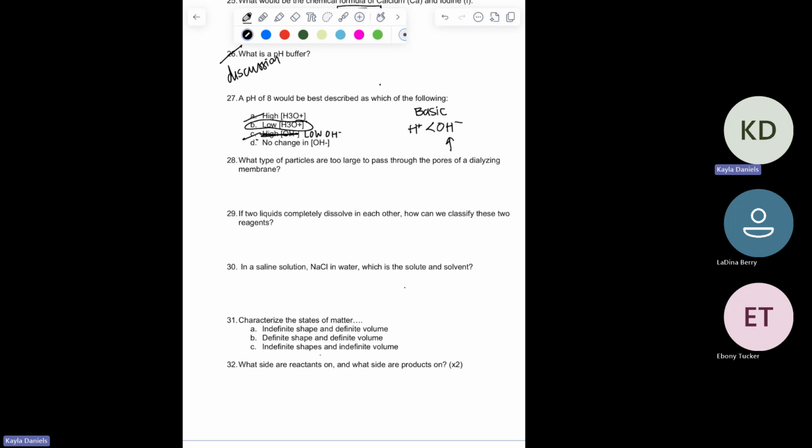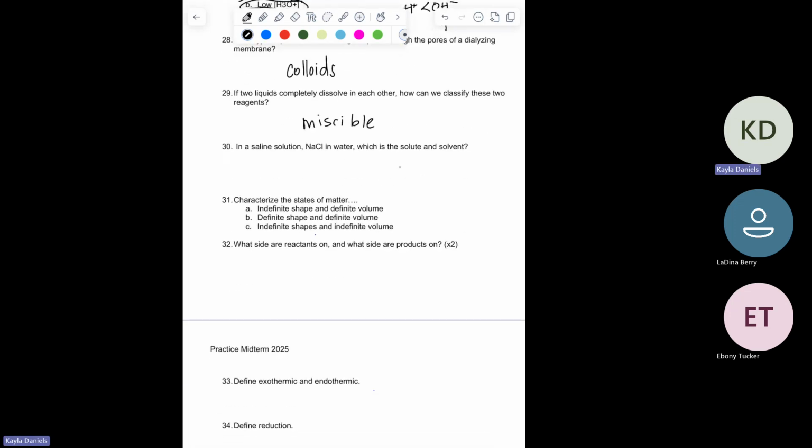Particles that are too large to pass through the dialyzing membrane, you also wrote this in your discussion post, are colloids. If two liquids completely dissolve in each other, they are soluble or miscible. Saline solution is NaCl and water. The solute is what is being dissolved, in this case NaCl, and the solvent is what's doing the dissolving, in this case water.